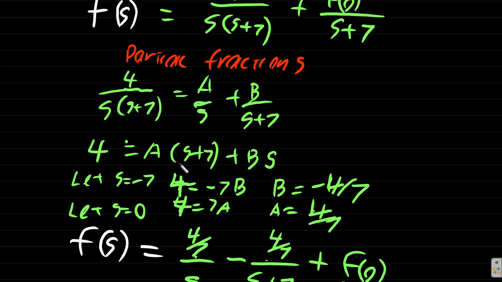And then it would turn out to be s plus 0. So 4 equals a times s plus 0 plus 7. It turned out to be 0, s is 0, 0 plus 7. So 4 equals a times 7. So a is 4 over 7.